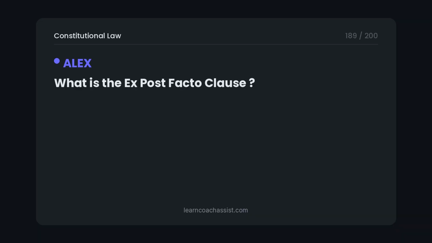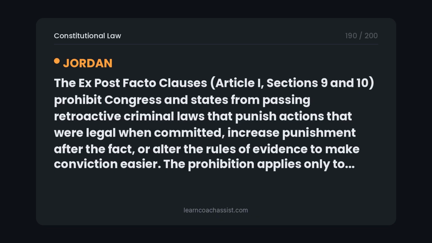What is the ex post facto clause? The ex post facto clauses, Article 1, Sections 9 and 10, prohibit Congress and states from passing retroactive criminal laws that punish actions that were legal when committed, increase punishment after the fact, or alter the rules of evidence to make conviction easier. The prohibition applies only to criminal laws, not civil.